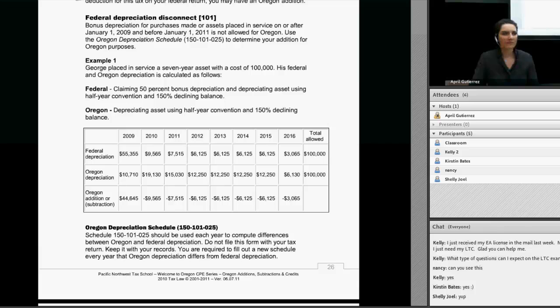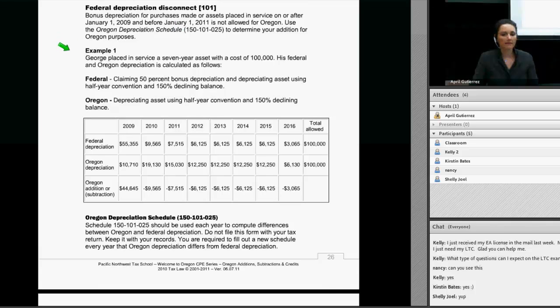Here's the important one. We're going to spend a bit of time on this today. Federal depreciation disconnect, code 101. Bonus depreciation for purchases made or assets placed in service on or after January 1, 2009 and before January 1, 2011 is not allowed for Oregon. Use the Oregon Depreciation Schedule, Form 150-101-025, to determine your addition for Oregon purposes.